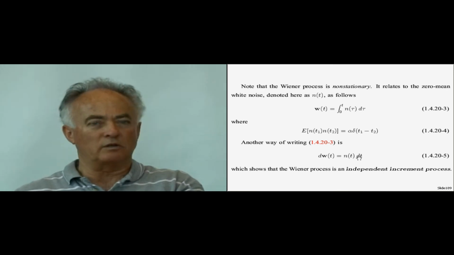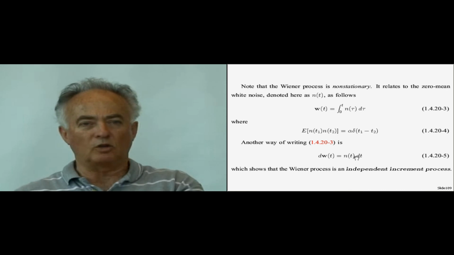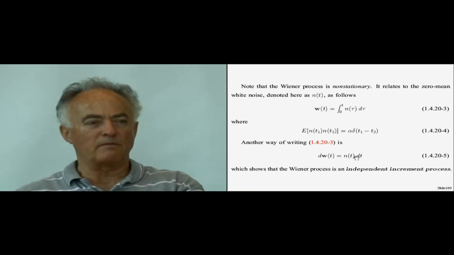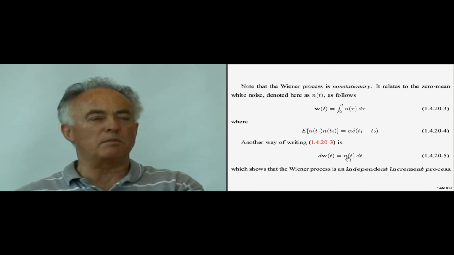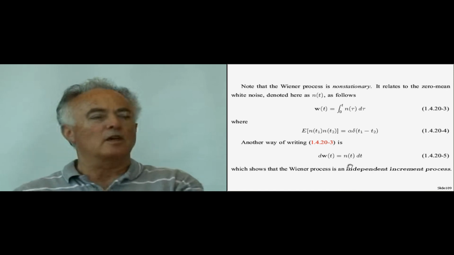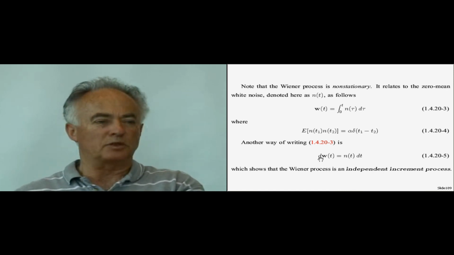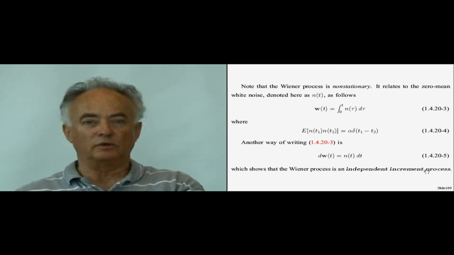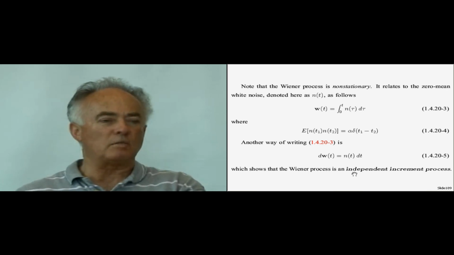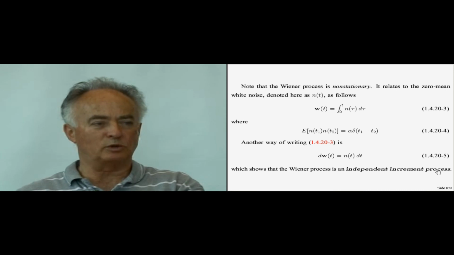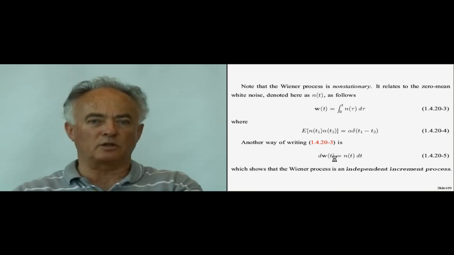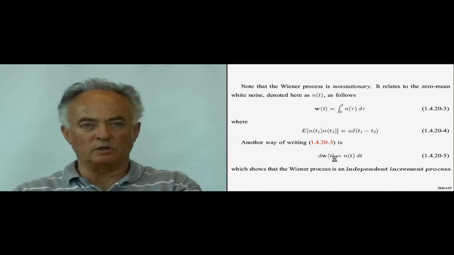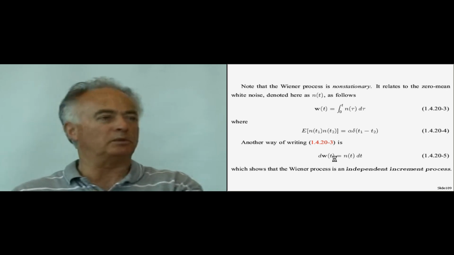Now, n is white, therefore it is uncorrelated at any two points of time. If we go to the strict requirement, strict whiteness, we say it is independent at any two points in time. So what we have is that the increment of the Wiener process is independent over different time intervals. So we have what is called an independent increment process. That's a very important property of the Wiener process. And we'll see how we can model certain physical quantities either by white noise or by Wiener process. This is why we stress their properties.